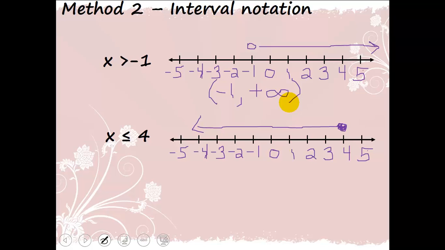x is less than or equal to 4. What is the smallest value that we're going to have here? This is going off to the left forever and ever and ever. See how it's going off to the left? It just keeps going. So we're going to use infinity in the negative direction. What's the largest value it's going to be? 4. Does it include that endpoint? Yes. So we're going to use a bracket.